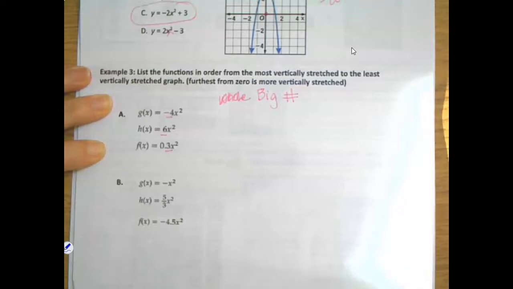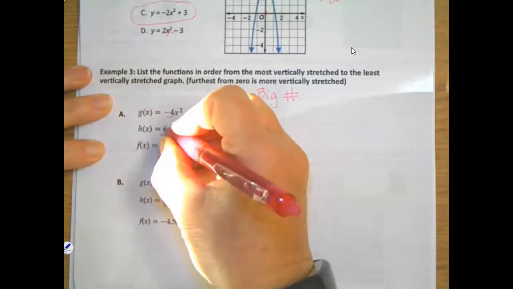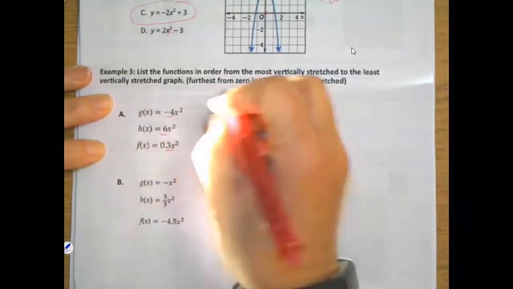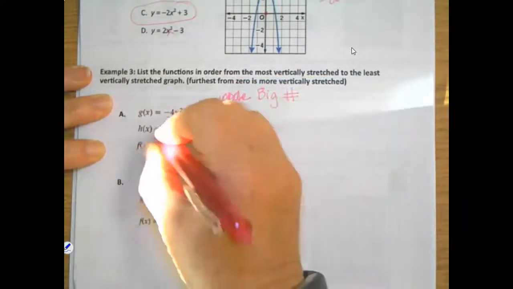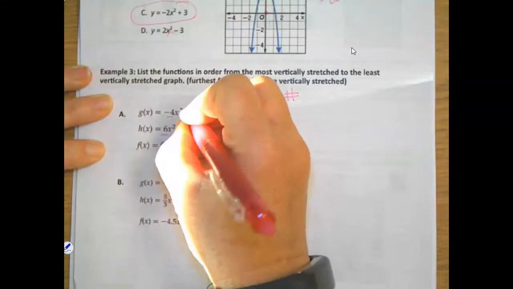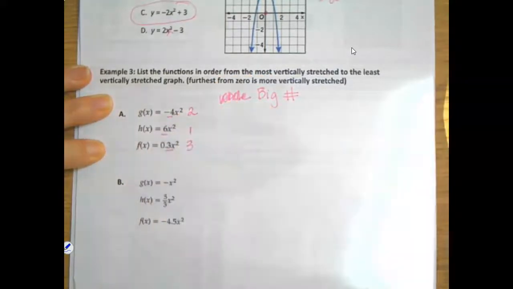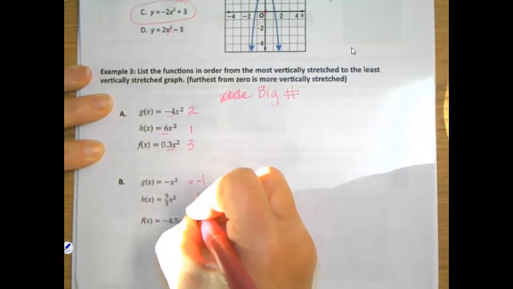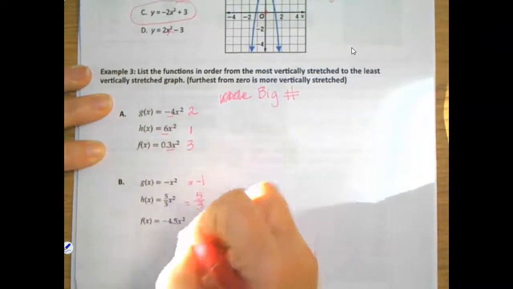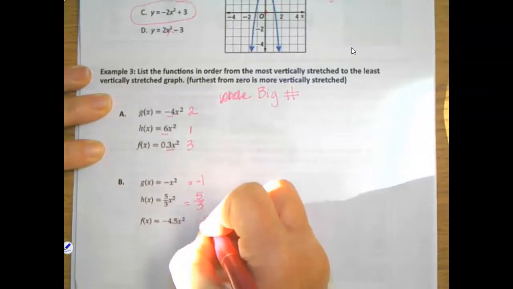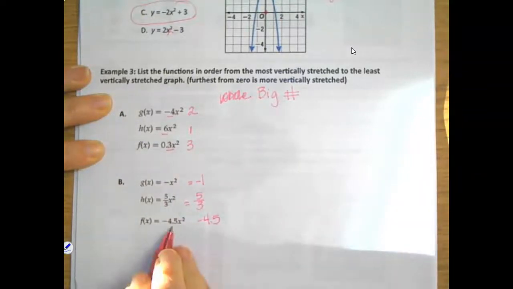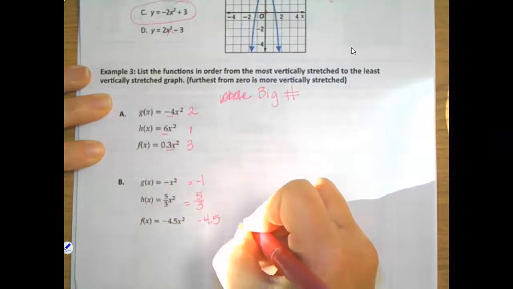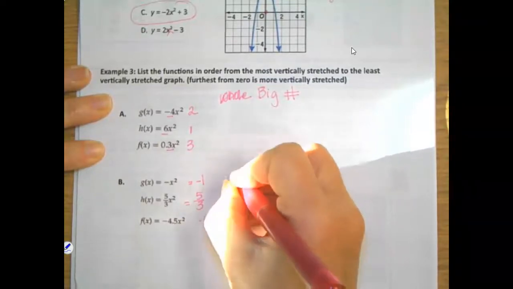So my highest, I don't want to say the biggest number, because it's almost like your absolute value, meaning the distance from zero, furthest from zero. So the ones furthest from zero is this one, then this one, then this one. This one is a -1. That's a 5/3, so that's 1 and something. And this is -4/5. So even though this is a negative, this is going to be furthest from zero, then this one, then this one.